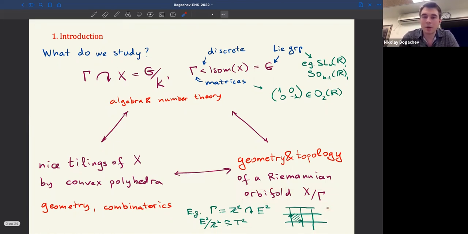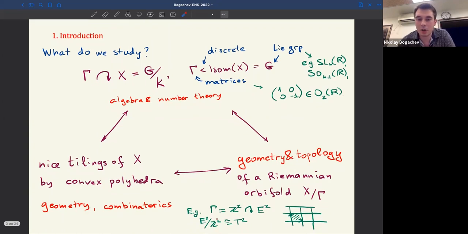A typical example of this is the group Z squared acting on the Euclidean plane E2 by integer translations. So here we have a tessellation of this plane by equal copies of squares, and the square, with the opposite sides identified, is homeomorphic to the flat torus.